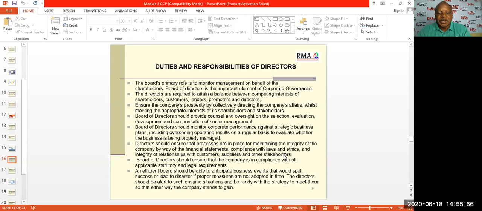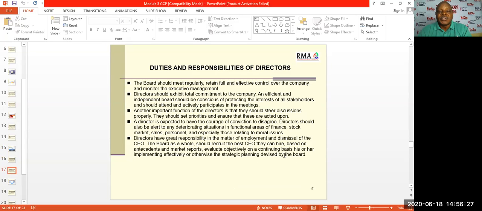The board should ensure that processes are in place for maintaining the integrity of the company by way of the financial statements. The board of directors should ensure that the company is in compliance with all applicable statutory and legal requirements. The board should ensure an efficient system to identify business events that would spell success or lead to disaster. They'll be able to anticipate that.